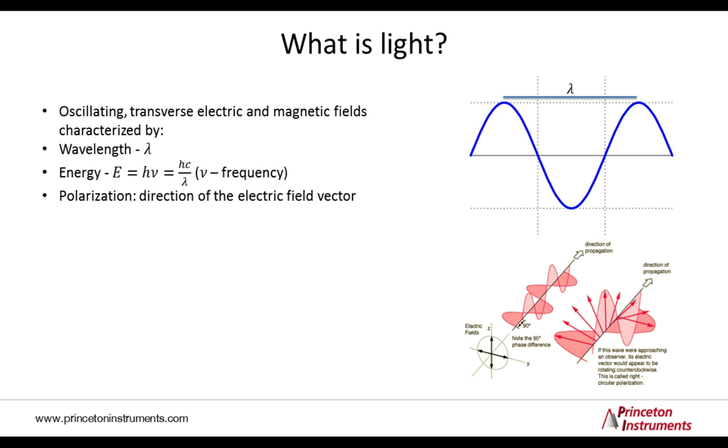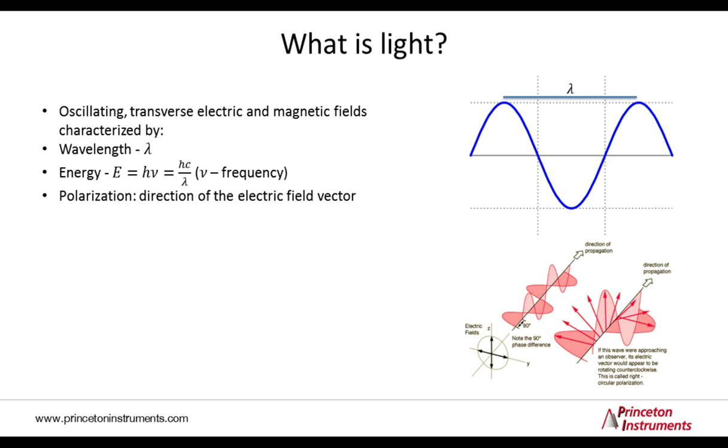So what is light? It is known that light is an electromagnetic wave, and it is mainly described and characterized by its wavelength. In the visible, the wavelength determines the color we see of light, and the wavelength is the distance between two maxima in the electric and magnetic field oscillations.